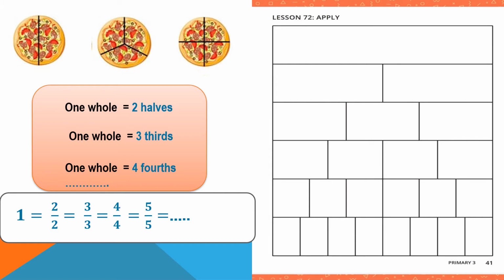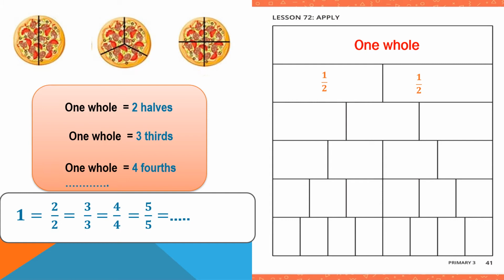Here in the lesson 72, the apply part, he wants me to write the names of fractions here. If we consider this as a chocolate bar, the first chocolate bar is what? It's one whole. It's not divided into any parts. But the second bar is divided into 2 equal parts. So this is half and this is half. Let's write it. Half, half.